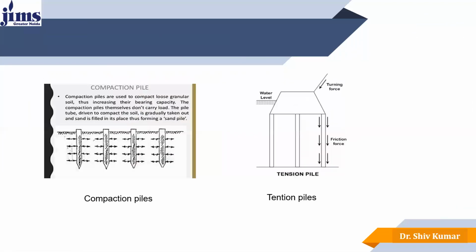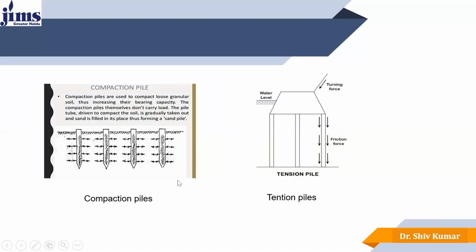The next is the compaction piles. Here we can see the horizontal arrows in between the piles. They are applying the force of compaction, and that is why the name compaction piles is given to them. Compaction piles are used to compact loose granular soil, thus increasing its bearing capacity. So here we can see that in between the piles, the soil is being compacted by the piles.